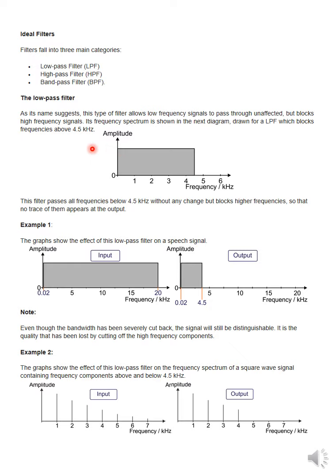So you have an amplitude, and suppose you have a signal, you will multiply it with the filter response, and it will allow a certain portion of the signal and the remaining will be blocked. So this filter passes all frequencies below 4.5 kilohertz without any change but blocks higher frequencies so that no trace of them appears at the output.